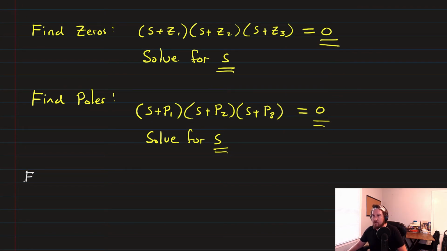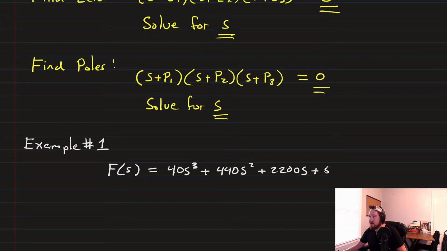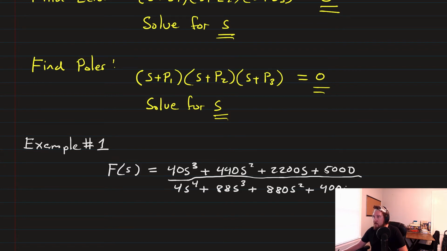So let's call this first one example 1. In that example, they've given us that f of s is equal to 40 times s cubed plus 440 times s squared plus 2,200 times s plus 5,000, over 4 times s to the fourth plus 88 times s cubed plus 880 times s squared plus 4,000 times s.